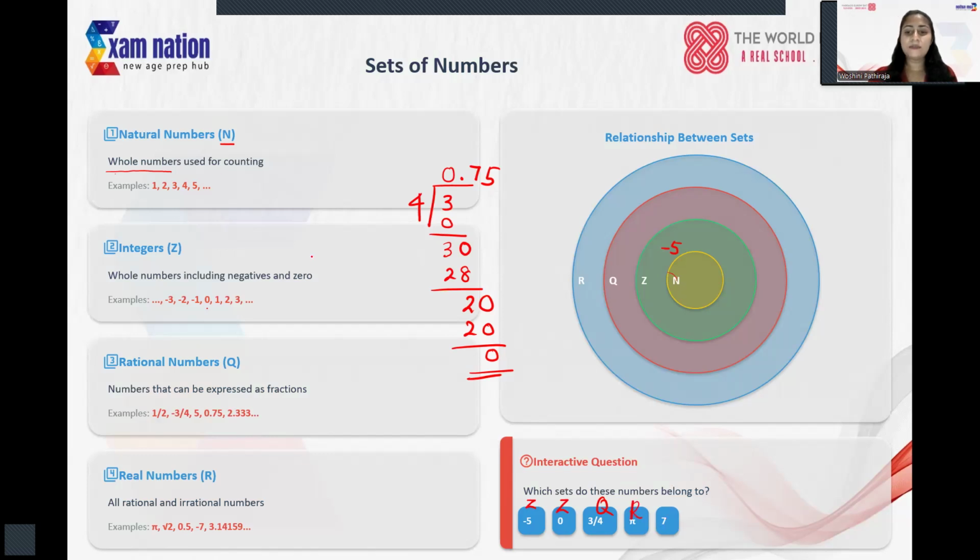Then number 7 belongs to natural numbers, right? Natural numbers or integers, so we can put it into any of those sets. Then 7, we can put into natural numbers, N, right? So I can write here 7 is in the natural number set, and minus 5 is there, 0 is there, 3 over 4 is there and pi is there, right? That is how we divide numbers into different sets.